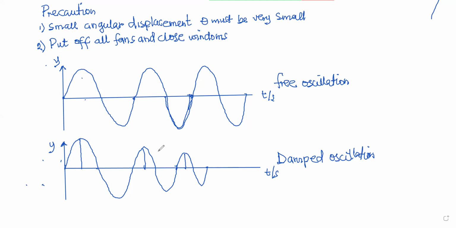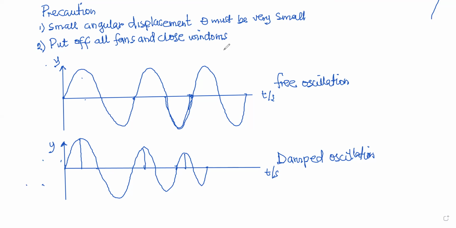And what brings about damped oscillation? Damped oscillation occurs when the oscillating body loses energy to the surrounding air, or loses energy due to friction. Okay, and that is what happens when you are doing simple pendulum experiment and you displace it at a large angle.